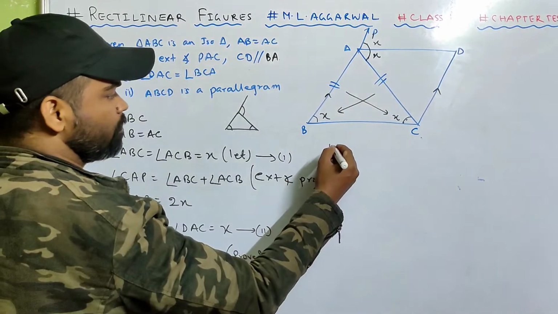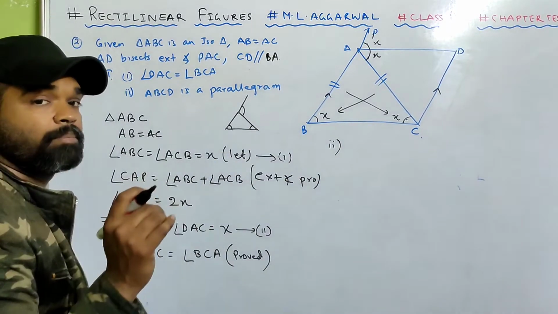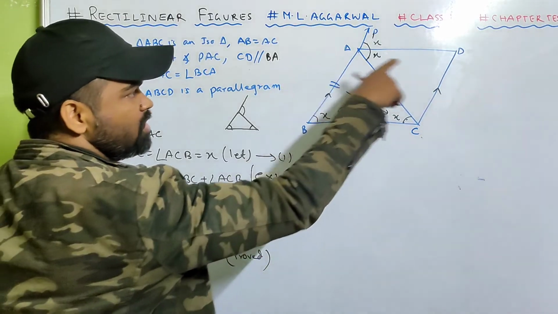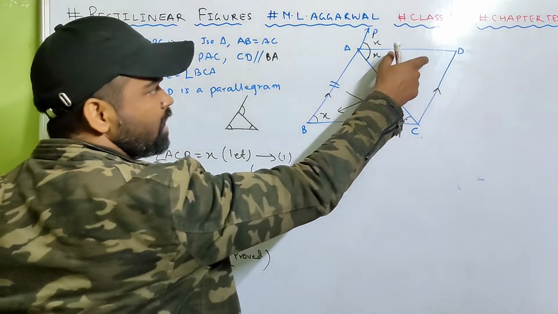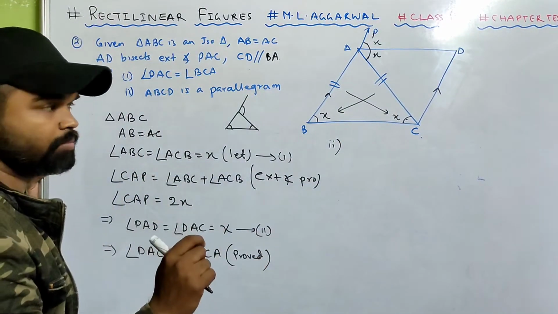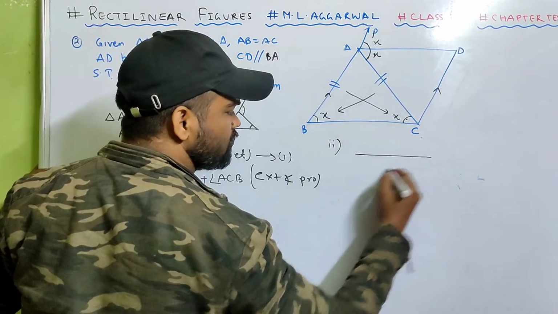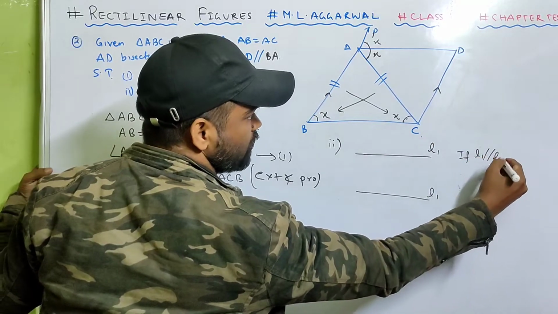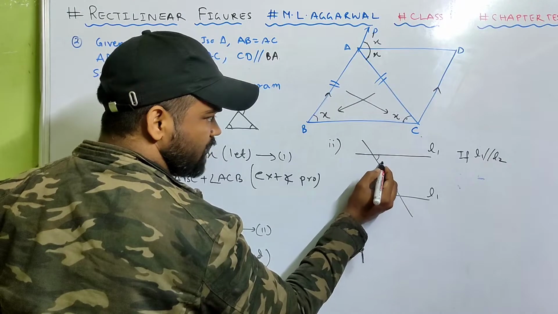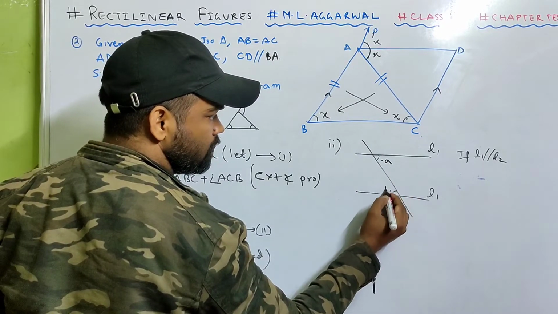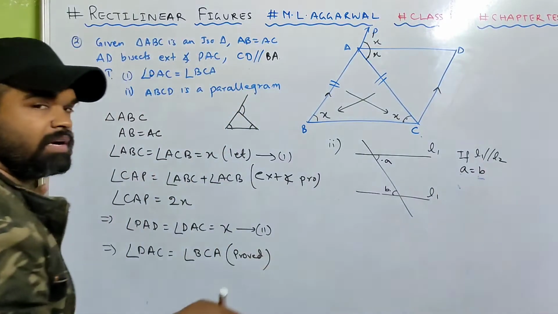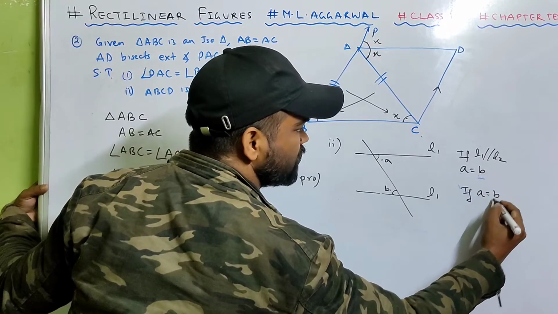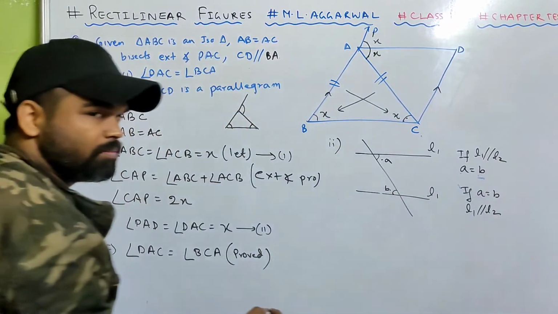Now we need to show in part 2 that ABCD is a parallelogram. Now in a quadrilateral, if opposite pairs of sides are parallel, then it's a parallelogram. AB is already parallel to DC. We just need to prove that AD is parallel to BC. How will we prove this? Very easy. Look at this concept. If L1 is parallel to L2 and this is a transversal, then this angle and this angle will be equal. A equals B, alternate angles. The converse: if A equals B, then L1 is parallel to L2. Yes or no? The converse.